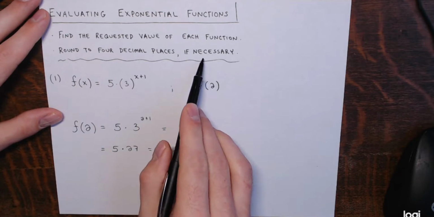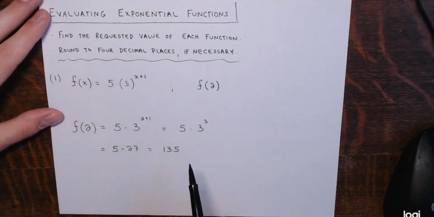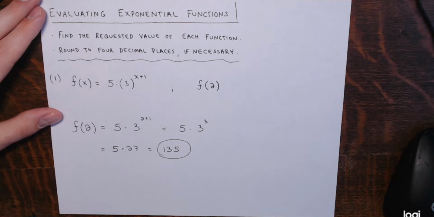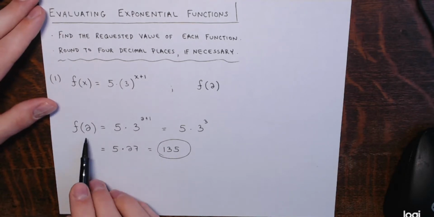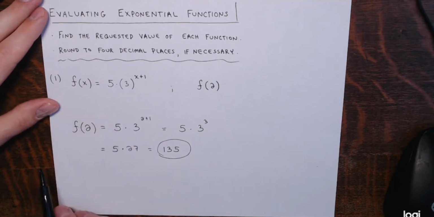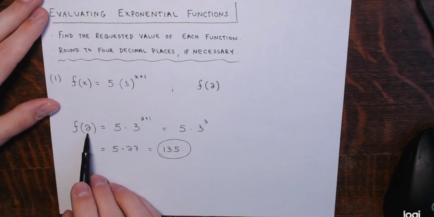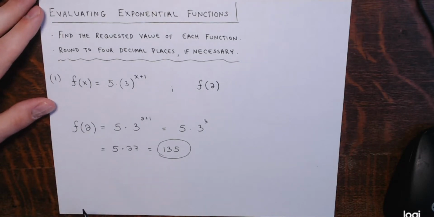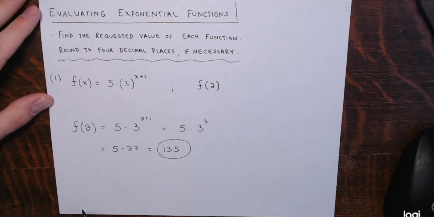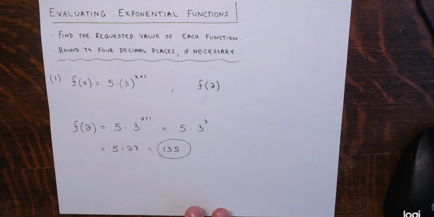Which doesn't need to be rounded. It said if necessary. This doesn't need to be rounded to 4 decimal places, right? And that's it. This should be a very simple video, in my opinion. Simple topic. So 135, and this also means that if you were to graph this function, the ordered pair 2, 135, that point would be on the graph. Wonderful. So let's keep this up.